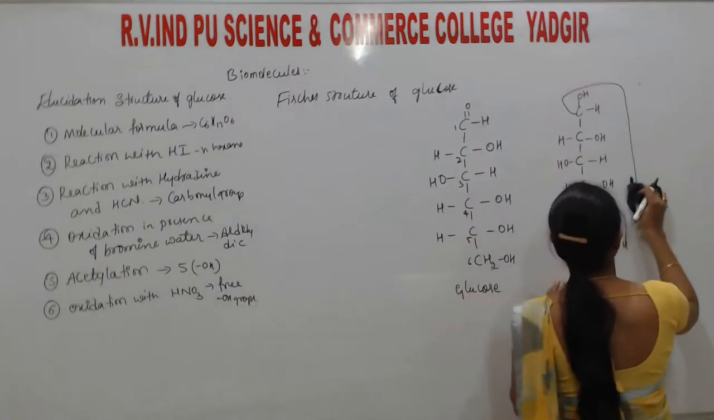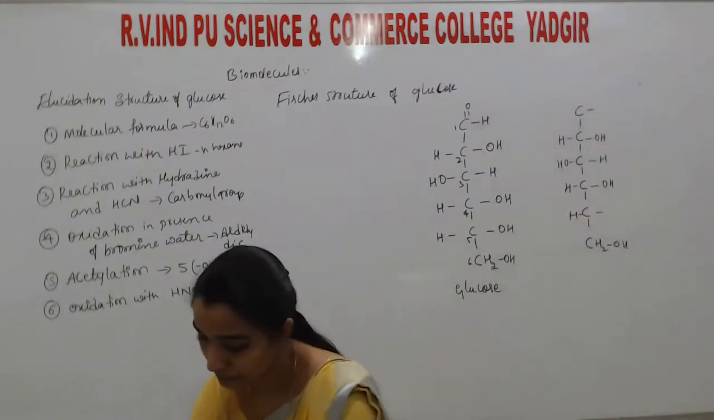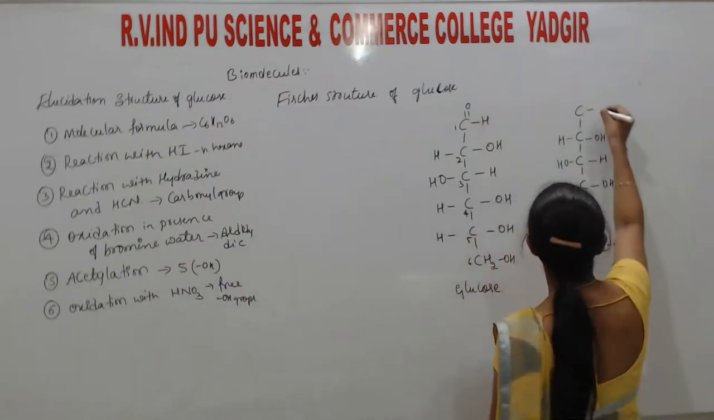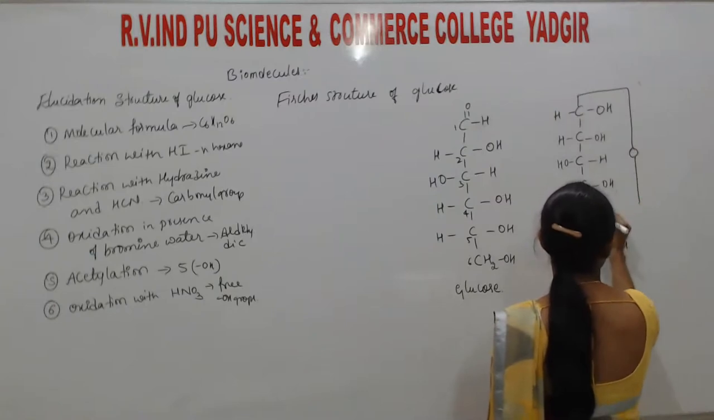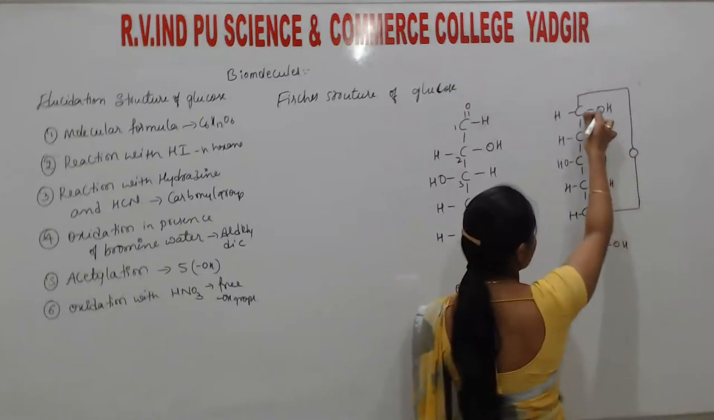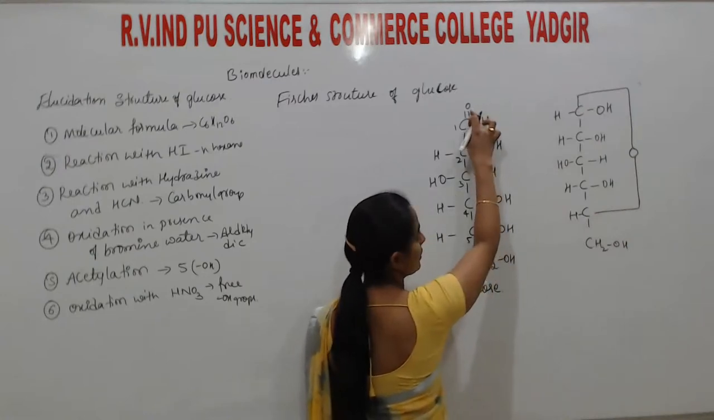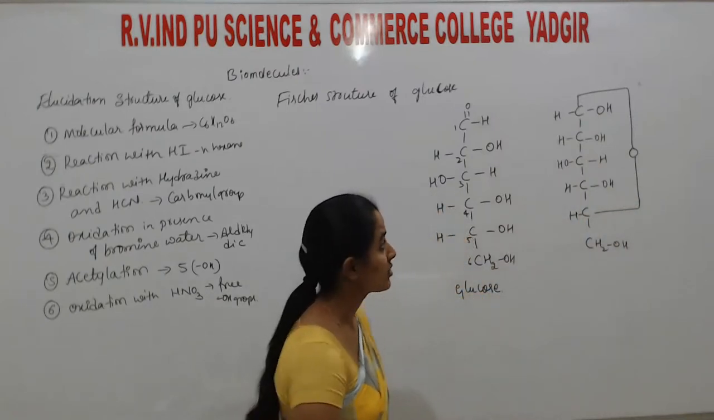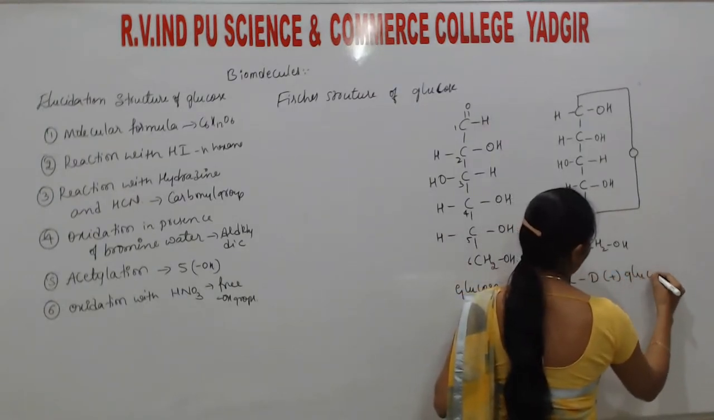So if we write the exact structure here, this one is OH, this one is H, so they get cyclized by the oxygen atom. Remember, OH is present here initially. This H is shifted to the carbonyl carbon atom here. Here, this H is bonded here, OH. H is same, this is same, the oxygen is bonded. That is cyclization. This is called alpha-D-(+)-glucose.